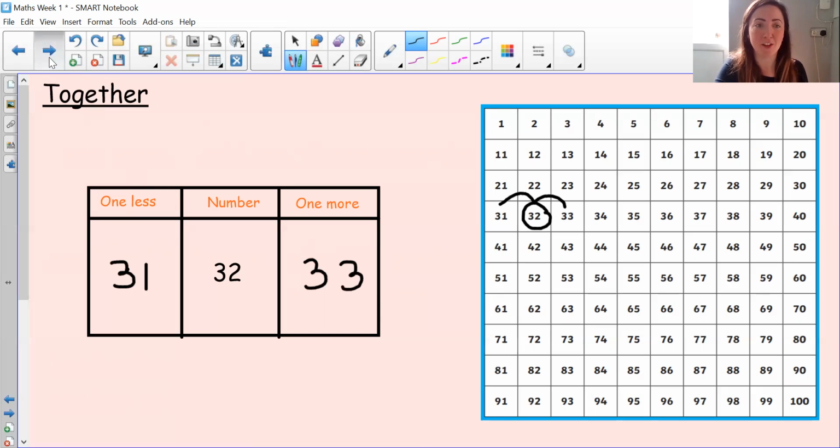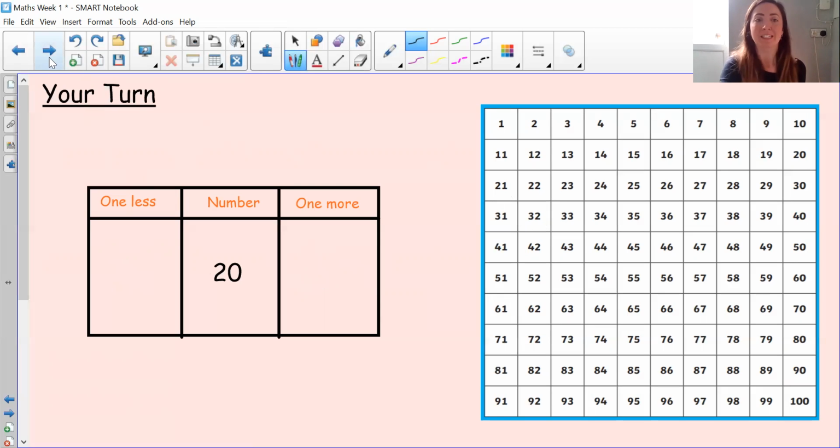Great work. Now have a go at this one on your own. Have a look at the little chart, the little grid we've got here. Look at the number that we're going to find. Say what it is, find it on the 100 square, and then find one less than that number and one more than that number. Pause the screen here to have a go, and then we'll come back and check.